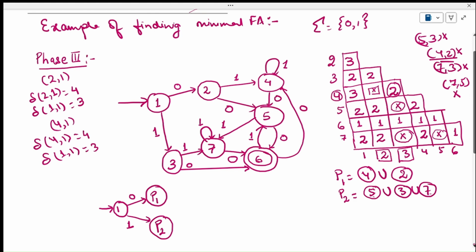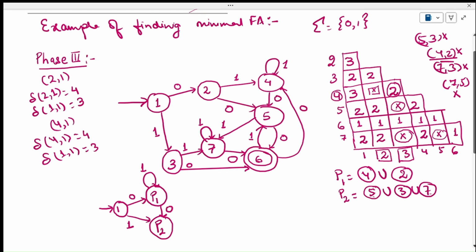Now for the transition of P1, how many states are merged in P1? 4 and 2. See the transition of 4 and 2 in the original table. 2 on reading 1 is going to state 4. Where is 4? 4 is in P1. Similarly, 4 on reading 1 is also going to 4, which is in P1. So I will have this loop here. For P1 on reading 0, we will see the transition of states 2 and 4 on reading 0. State 2 on reading 0 is going to state 5. 4 on reading 0 is also going to state 5. Where is 5 right now? It is with P2. So I will make this diagram.